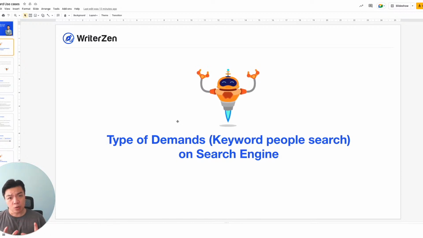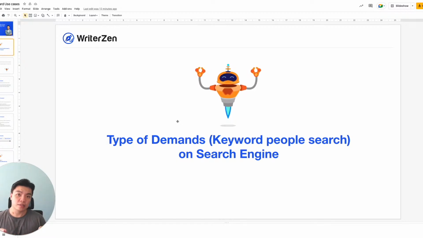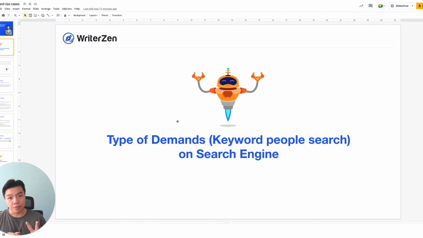it doesn't matter what size of product or company you have, or how famous or important the brand or the service you're providing is. There are only two kinds of demands that appear on search engines when it comes to the stuff that you're selling or the things that you're trying to promote.